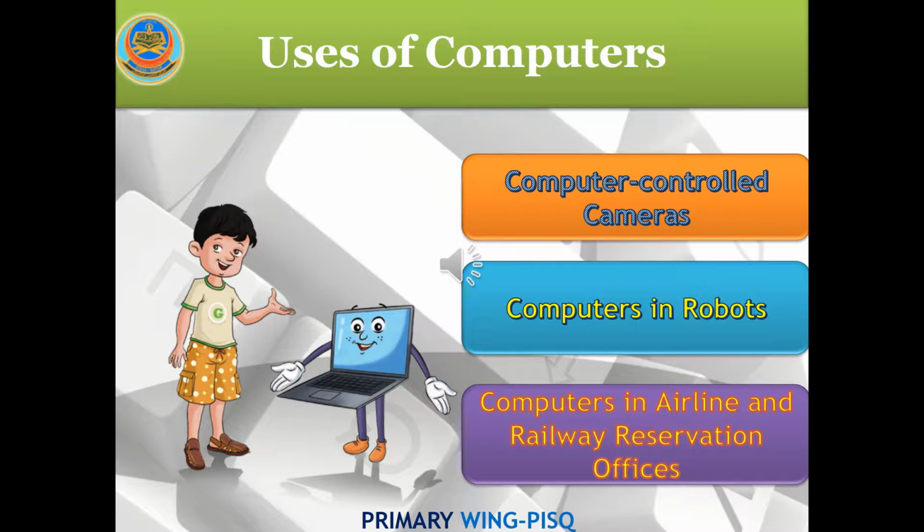Doctors use tiny cameras to look inside the human body for diagnosing diseases. Computer controlled cameras linked to a computer bring us pictures from the deepest oceans, from inside volcanoes, and even distant galaxies in space. Now, use of computers in robotics.